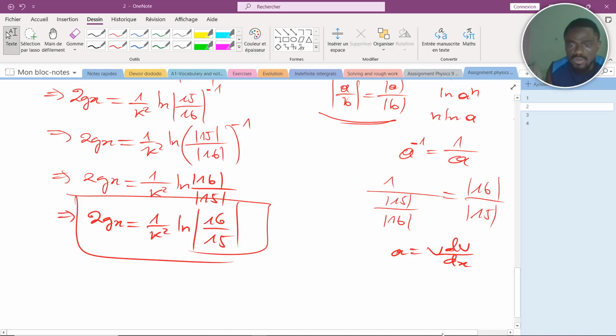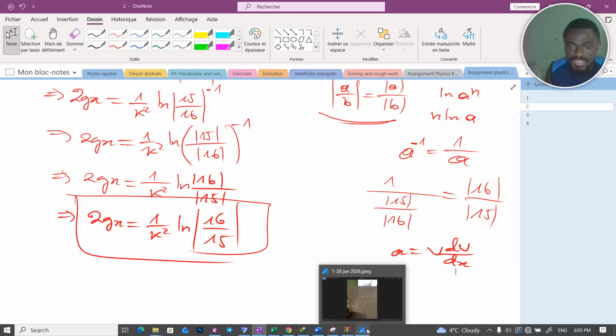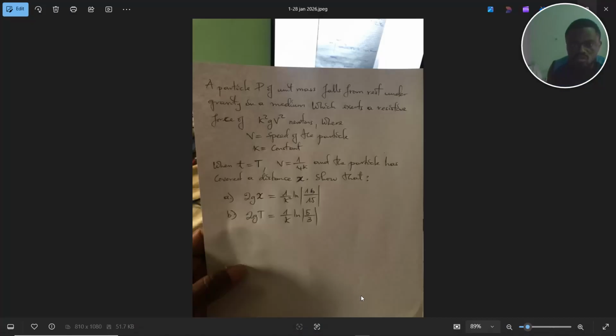We're going to look at the B part, which says let's prove that 2gT equals 1 on k ln of the absolute value of 5 on 3. Is that okay? There is something I want you to note here. 16 on 15 is a positive number, so you can remove this absolute value. It has no use. The 5 on 3 is a positive number, so even if this was a negative number, the absolute value will remove it. So it's not like it's a variable, we don't know its sign.